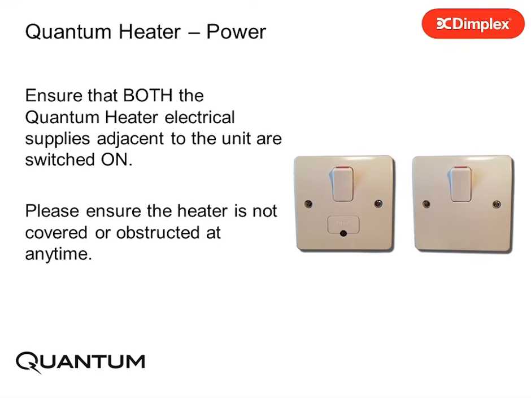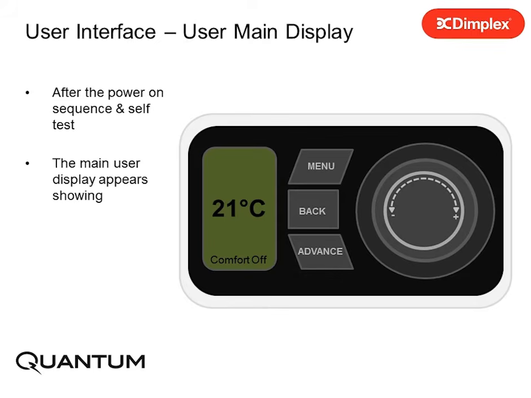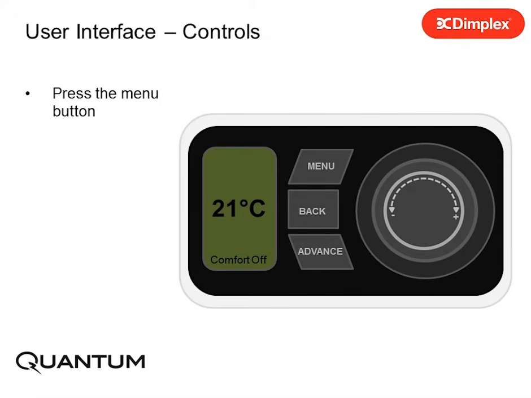Ensure that both the Quantum Heater electrical supplies adjacent to the unit are switched on. Please ensure the heater is not covered or obstructed at any time. After the power on sequence and self-test have completed, the main user display appears, showing the current required room temperature and the current comfort status.